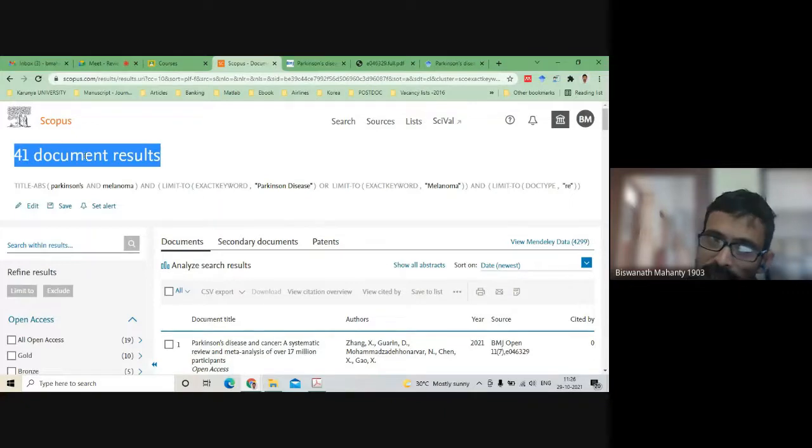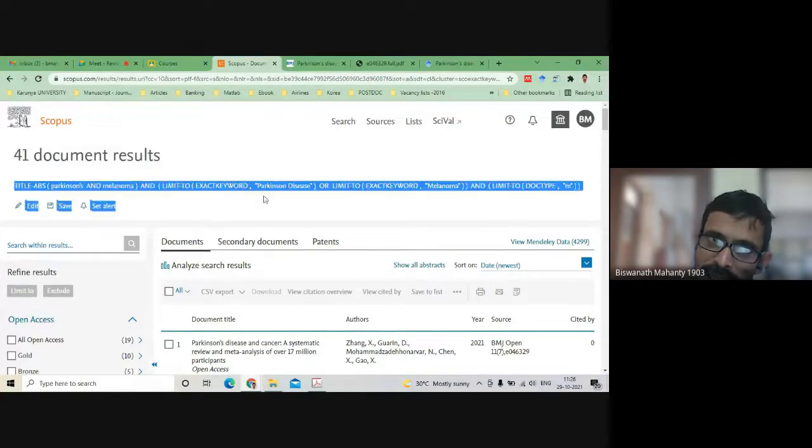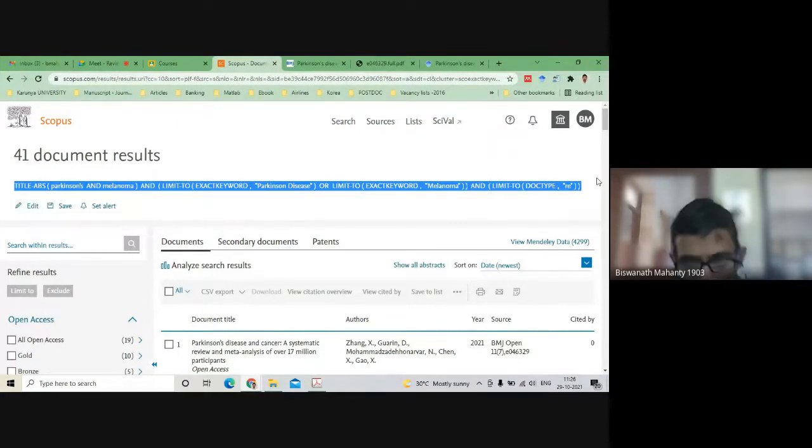If someone else does this search, he will also get the same result. Yes, sir. At least today he will get the same result. After some 7 days, some new paper may come and his result may change a little bit. So basically, systematic review means I will tell the reader how I have done it and how I am reaching here.